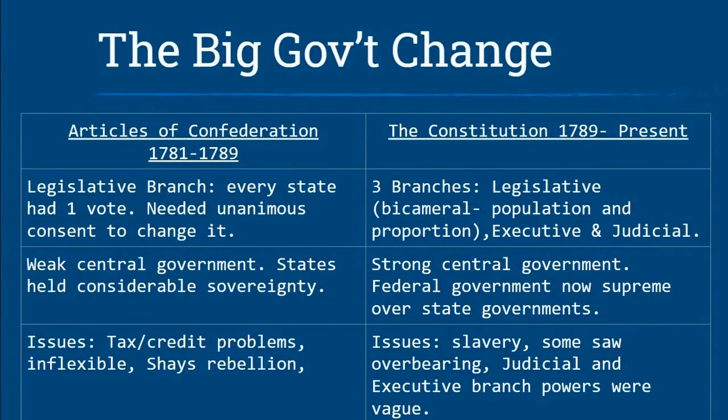Let's first start off with the big change that occurred during this time period, and that was the switch from the United States' first government, the Articles of Confederation, to its second and still going, Constitution. So here are the main changes that occurred.